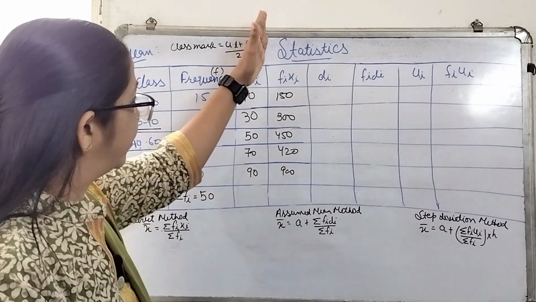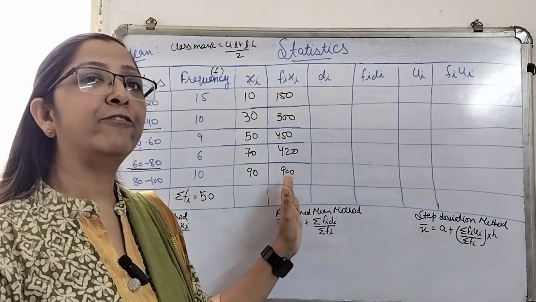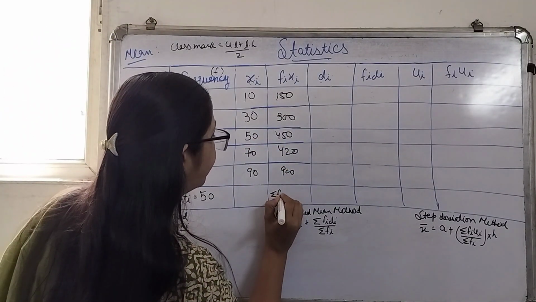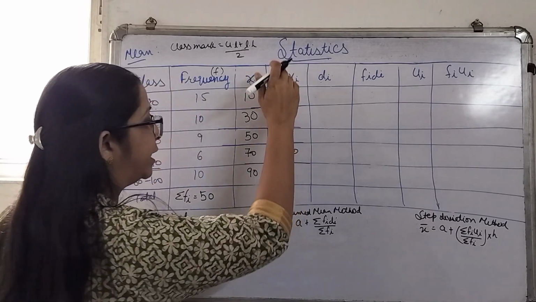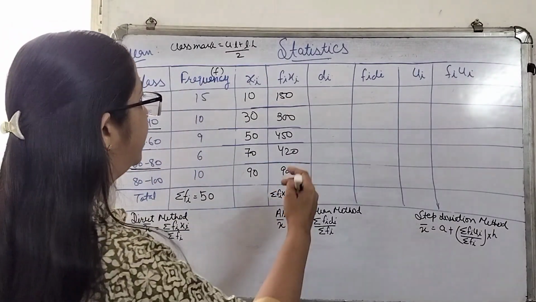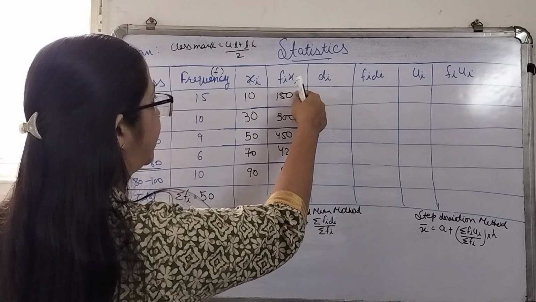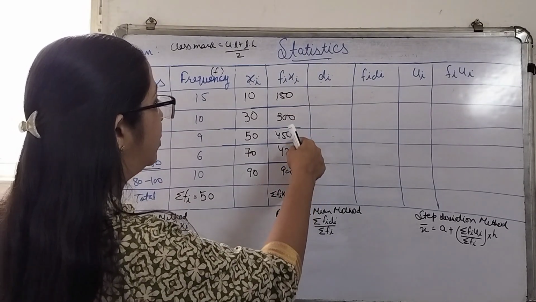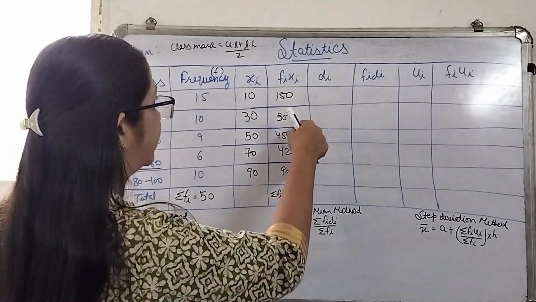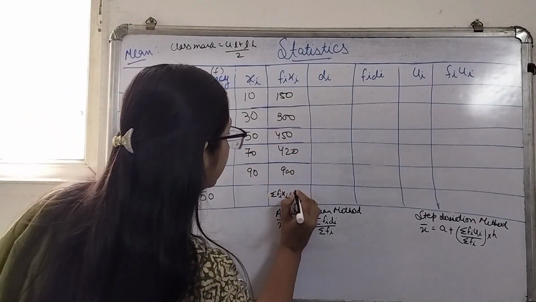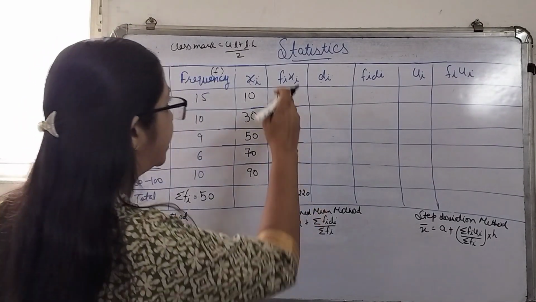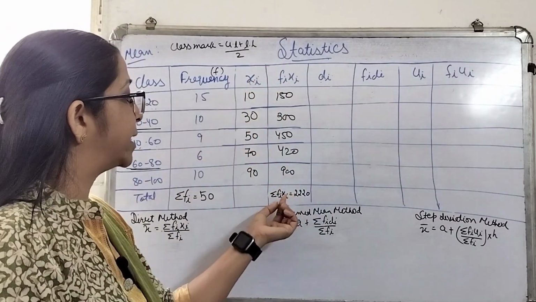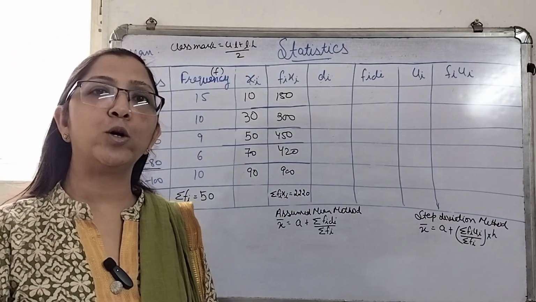So if we are going to add all these fi xi, we will be getting summation of fi xi. Addition of all this, if we are going to add, 150 plus 300 is 450, 450 plus 150 it will be 600. 600 plus 900 will give you 1500, 1800, and it will be 2220, which will be the sum of this fi xi. Now, how is this fi xi representing the sum of all the observations?